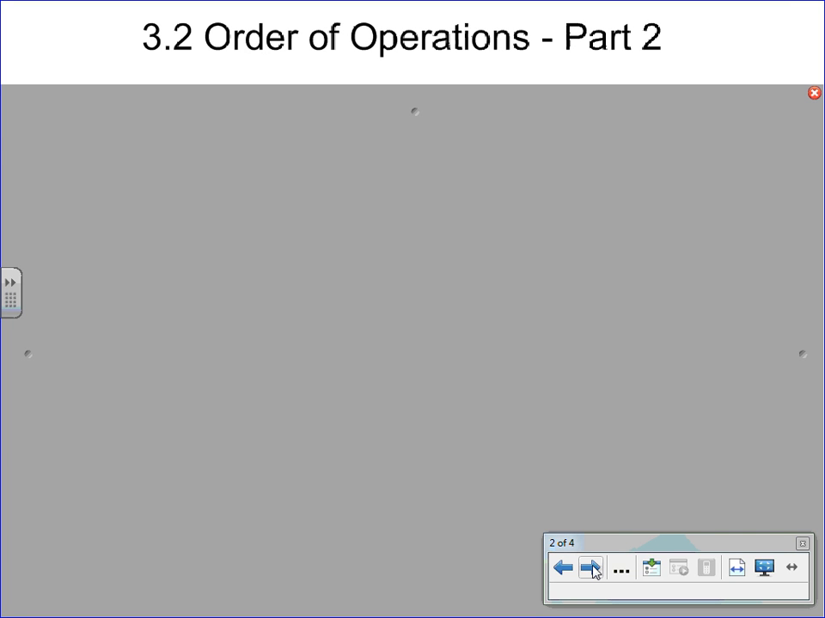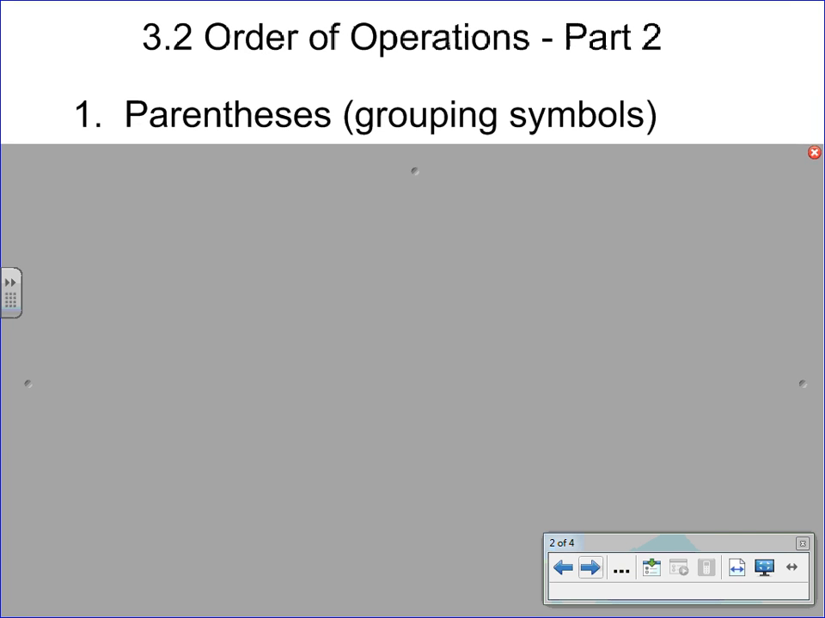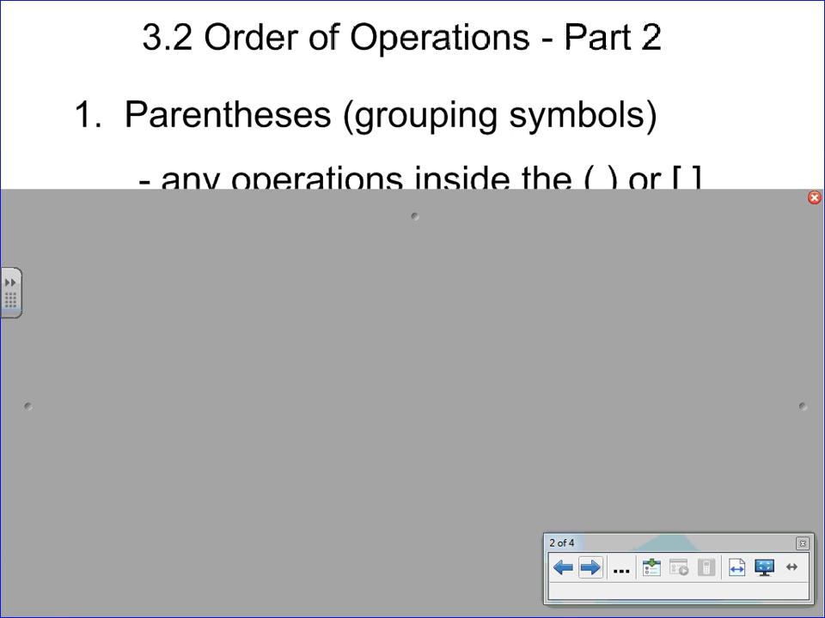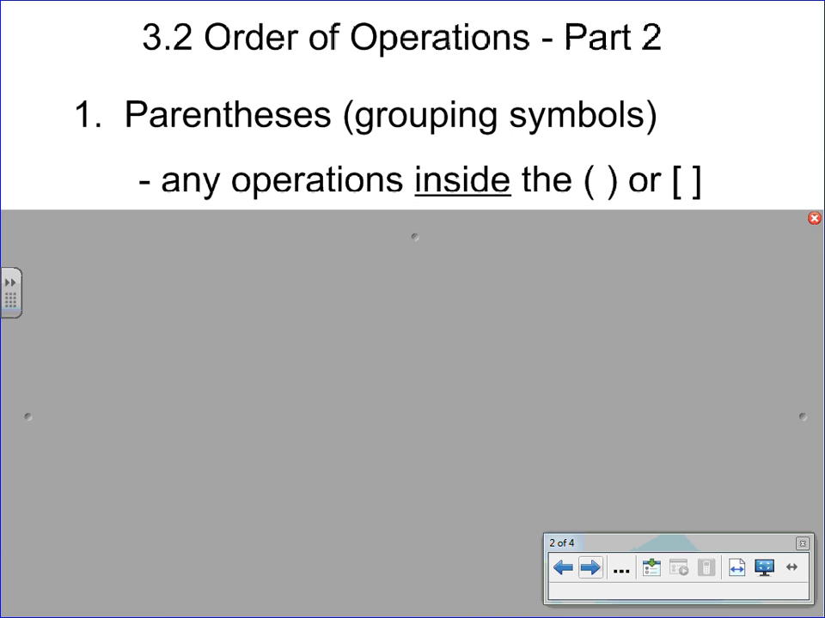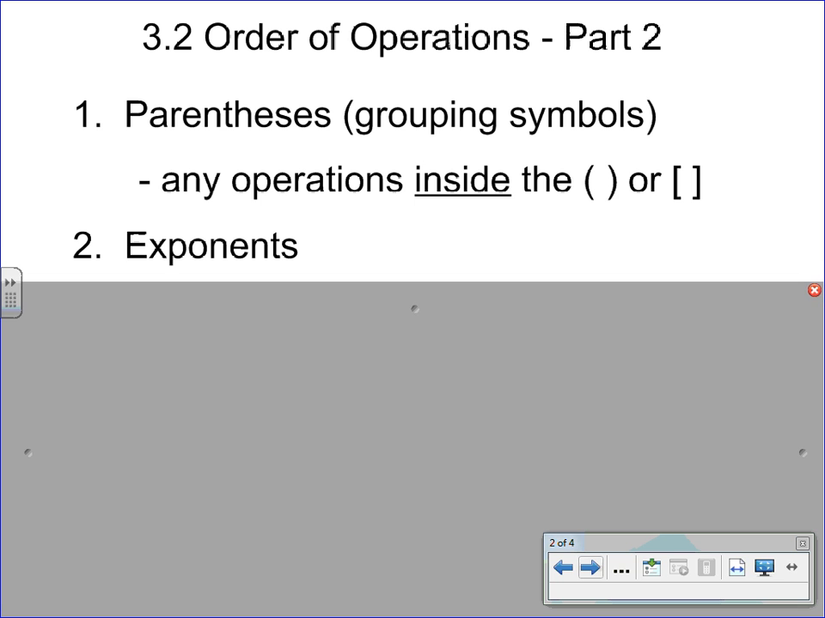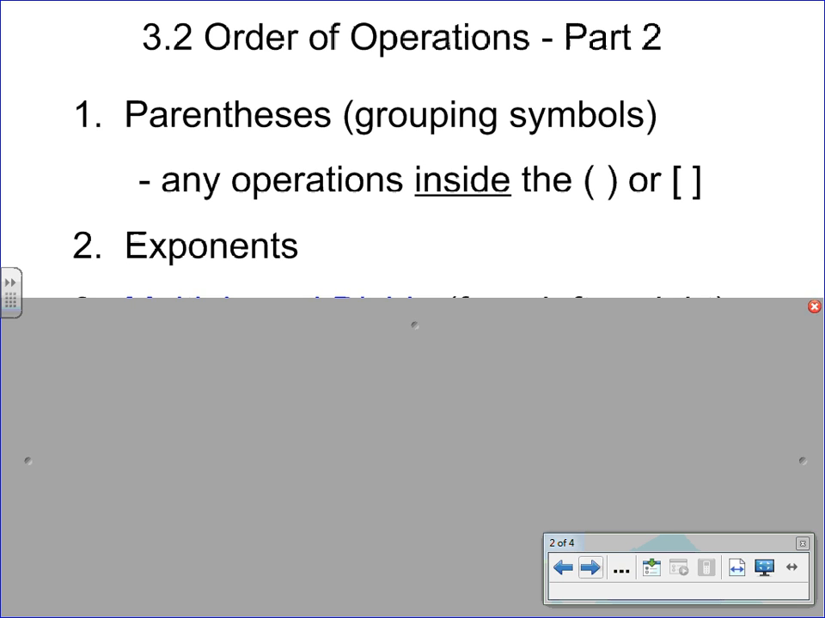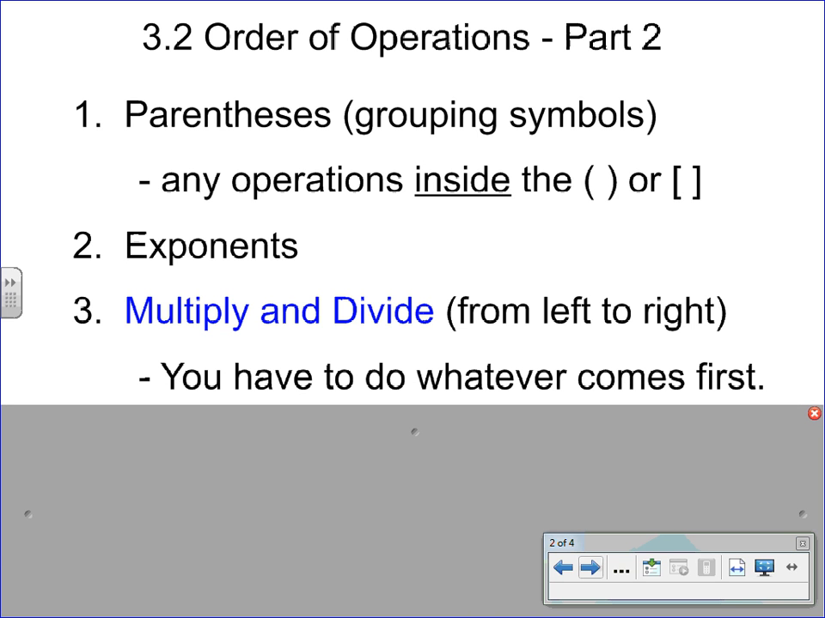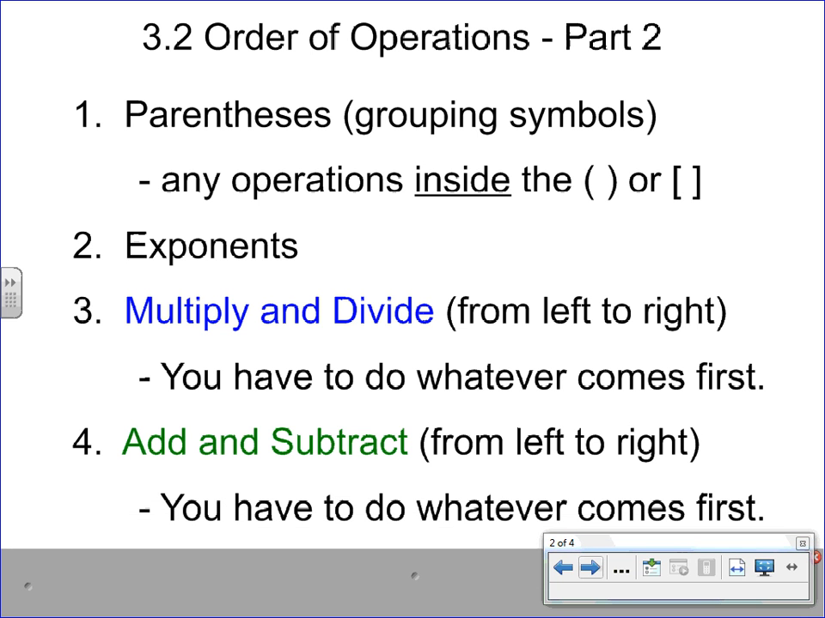So again, I want to revisit our order of operations. First, we do parentheses or grouping symbols, and that can be brackets or parentheses. Then we do exponents. The third step is going to be multiplication and division from left to right, and that means you have to do whatever comes first. And then the fourth step is add and subtract from left to right. Again, in that step you also have to do whatever comes first.